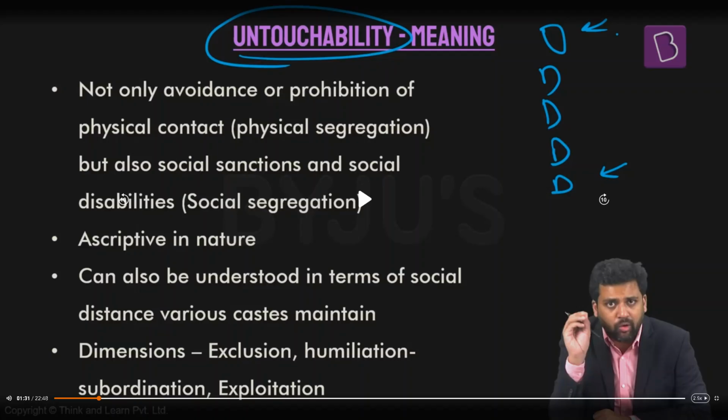If someone is considered untouchable, on what basis did that person become untouchable? Again, it is something from birth itself. It is descriptive in nature. Certain castes are considered to be untouchables. What is the basis of that? Again, descriptive criteria. Now, it can also be understood in terms of social distance.